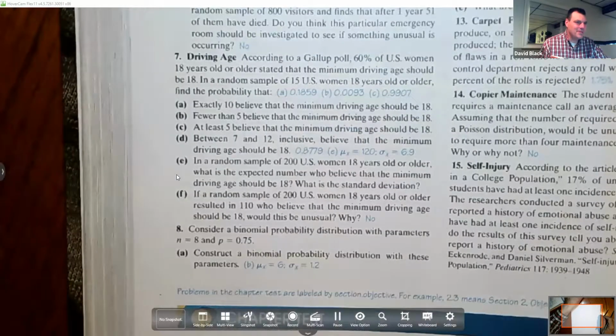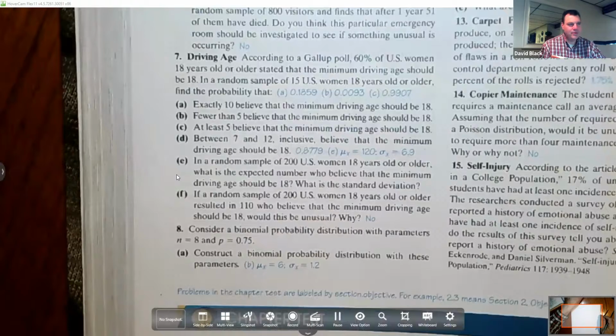According to a Gallup poll, 60% of U.S. women 18 years old or older stated that the minimum driving age should be 18. In a random sample of 15 U.S. women 18 years old or older, find the probability that exactly 10 believe that the minimum driving age should be 18.